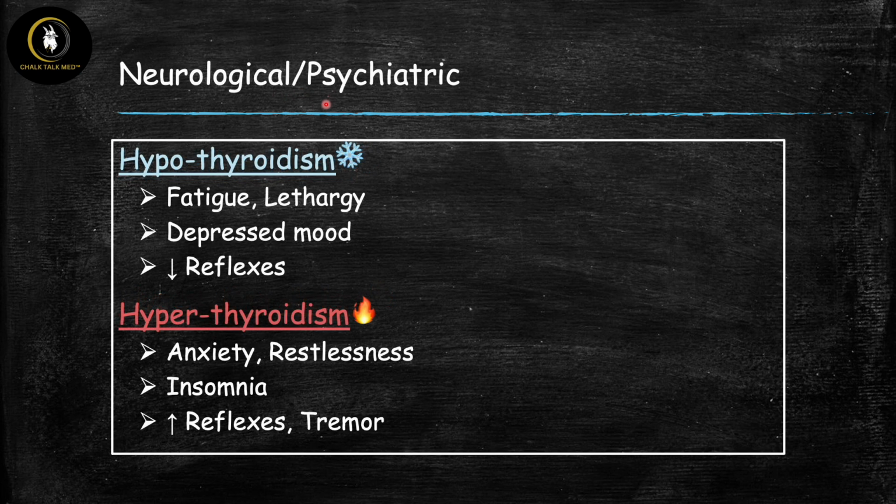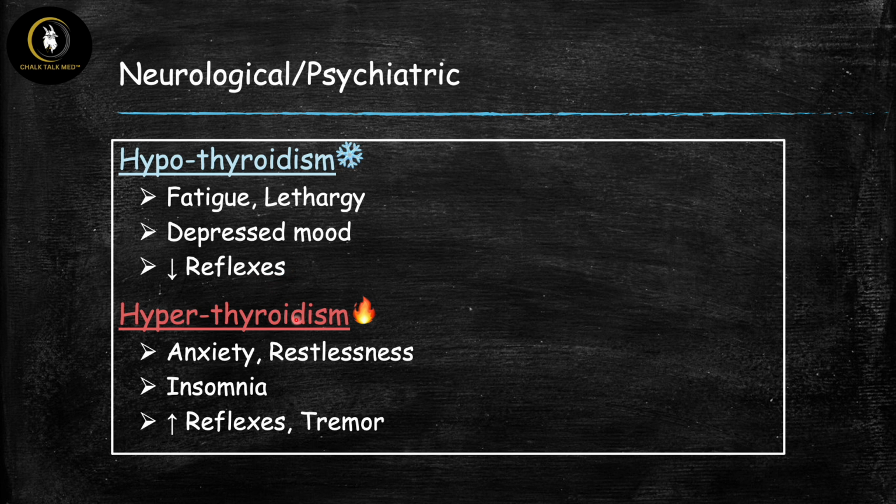Okay, the neuropsychiatric system is also affected with the same premise. So with hypothyroidism, everything is slowing down. So the primary symptoms that the patient presents with are fatigue, lethargy, and depressed mood. And on physical exam, they would have delayed or slow reflexes.